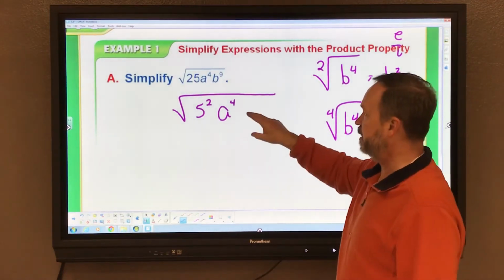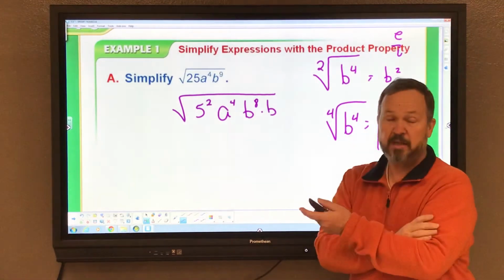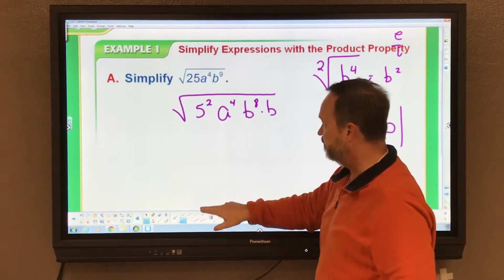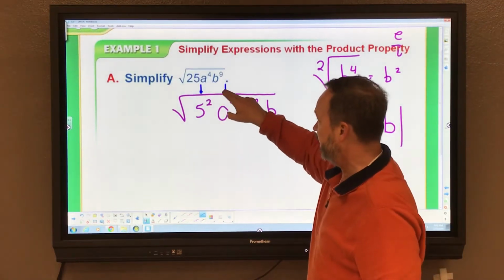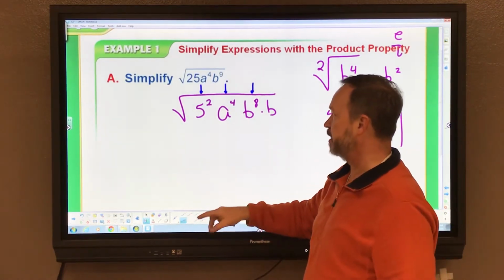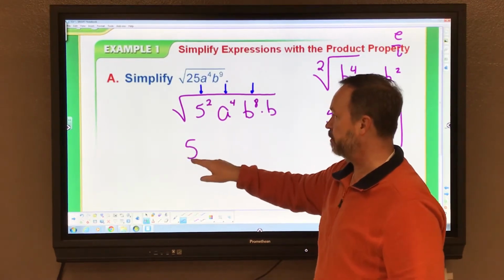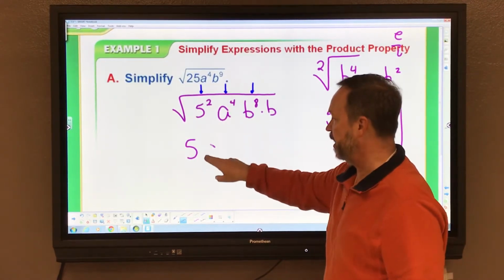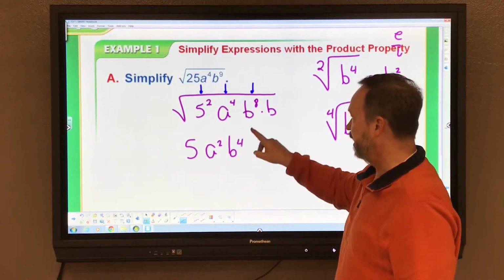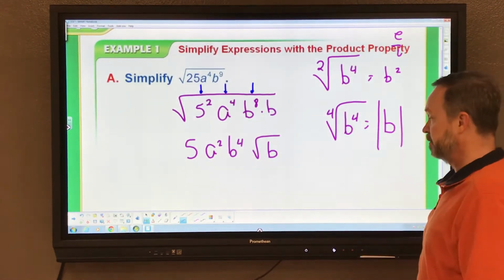So I'm going to call b to the 9th b to the 8th times b. First of all, do you agree that b to the 8th times b is b to the 9th? Yes, yes, and yes. Now the beauty of that is that's a square, and that's a square. So I'll be able to take those out really easily as square roots. So you can see the 5 to the 2 divided by 2 is 5 to the 1. A to the 4 divided by 2, a to the 2nd. B to the 8 divided by 2, b to the 4th. And then the square root of b is just the square root of b, and that's just how it works.